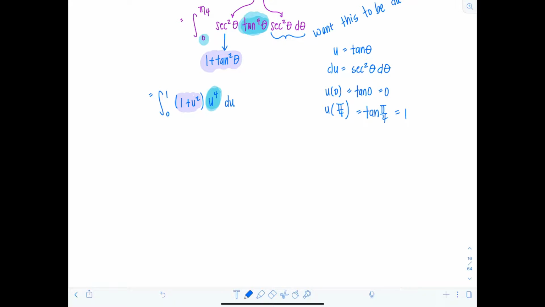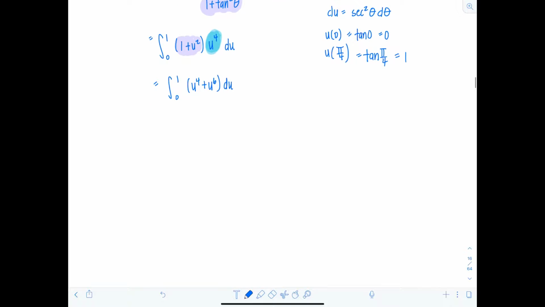All right, now the rest is smooth sailing. We're just going to distribute the u to the fourth. So we have the integral from 0 to 1, u to the fourth plus u to the sixth du. Take the antiderivative, that's 1/5 u to the fifth plus 1/7 u to the seventh. Evaluate this from 0 to 1. And we're going to have 1/5 plus 1/7 minus just 0. And then if I add these two fractions together, I get 12 over 35. And we are done. So not too bad.